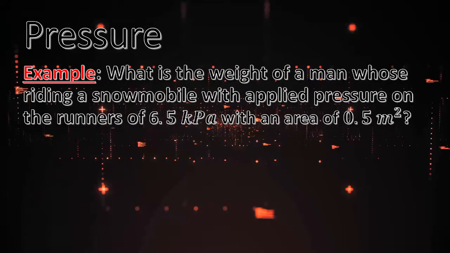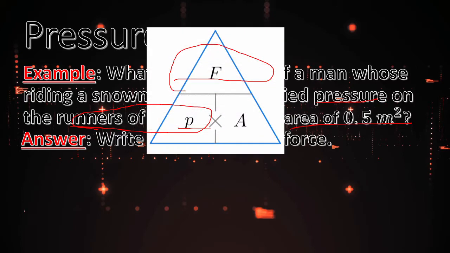So for our another example, this time we're going to find the weight of the snowmobile. So first find the given, which is our pressure. Pressure on the runners is 6.5 kilopascal, then the area. So we're given area and pressure. So write the formula.